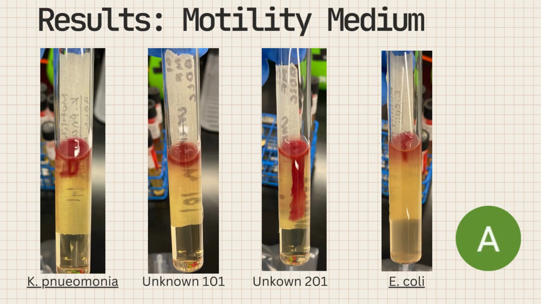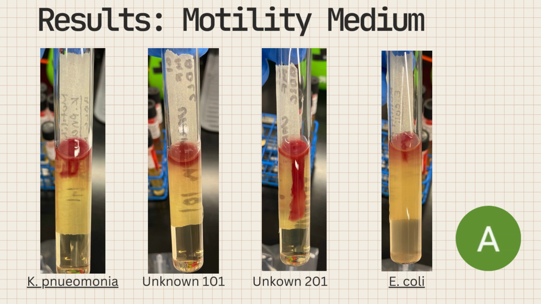The motility test medium is considered a semi-solid agar that determines a bacteria's motility. This type of medium contains low agar concentrations that allow motile bacteria to diffuse away from the inoculation line, while non-motile bacteria only grow along the line. From the results of this experiment, bacterial diffusion is seen from K. pneumoniae, E. coli, and the unknown sample 101. From this, we can determine that these bacteria are motile.